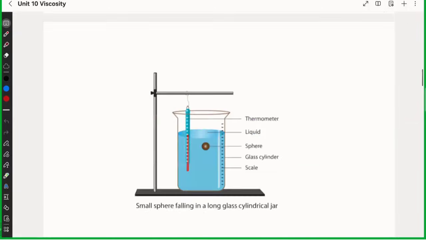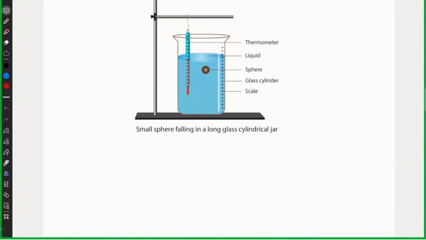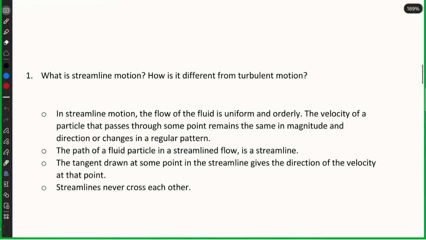And now we'll be talking about a particular law that's known as Stokes' law, right? In Stokes' law, we talk about the movement of a sphere. If we just release a sphere in water, that sphere is going to move through water, and we are going to see the behavior of that movement. Now, I hope you all can answer these questions. What is streamlined motion? How is it different from turbulent motion?